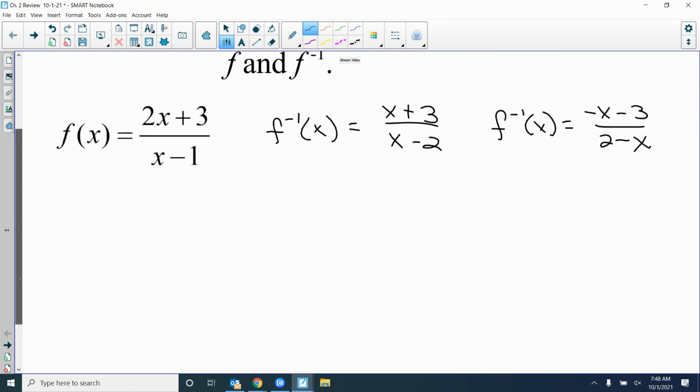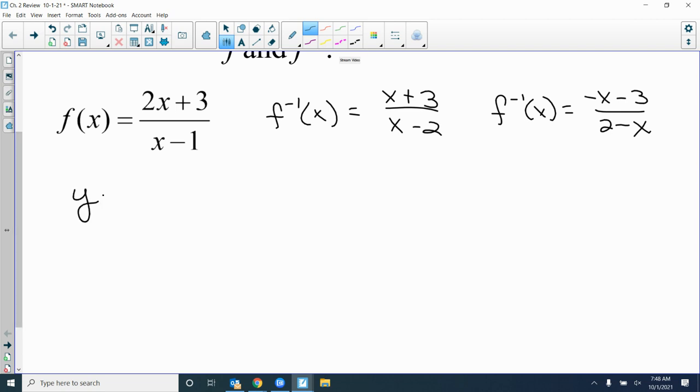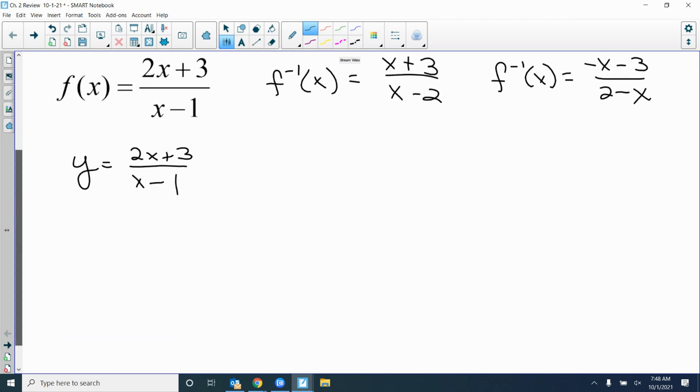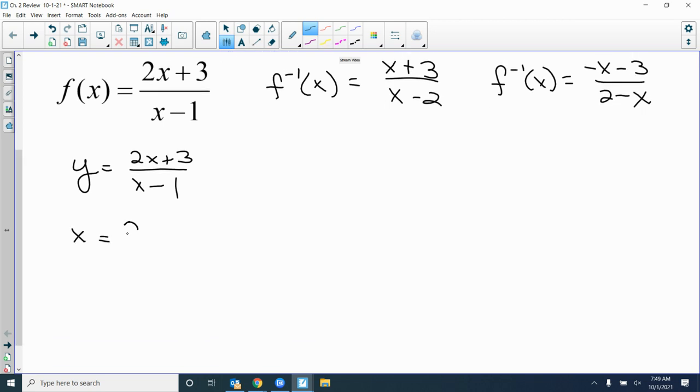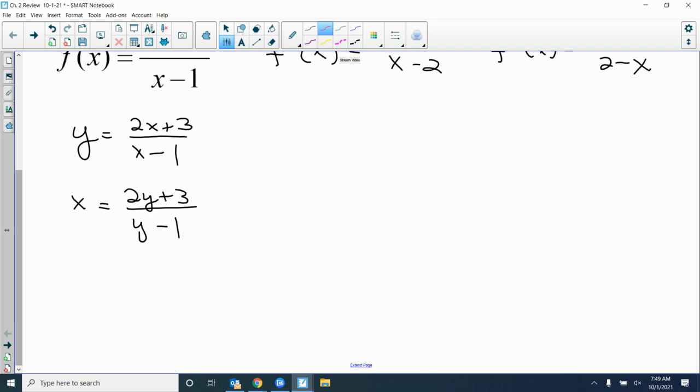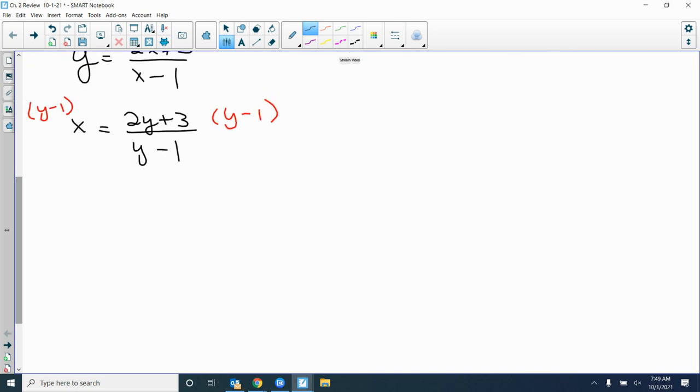All right, let's just go through here. Y equals 2x plus 3 over x minus 1. Change all your y's to x's, and then y minus 1. So multiply here by y minus 1. And so I get x times y minus 1 equals 2y plus 3.